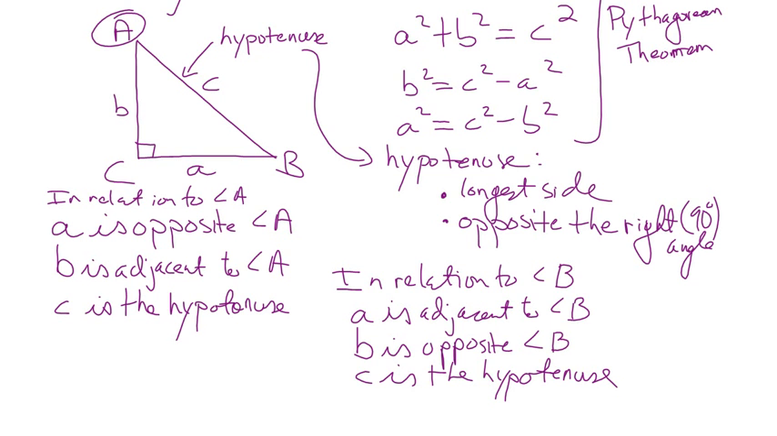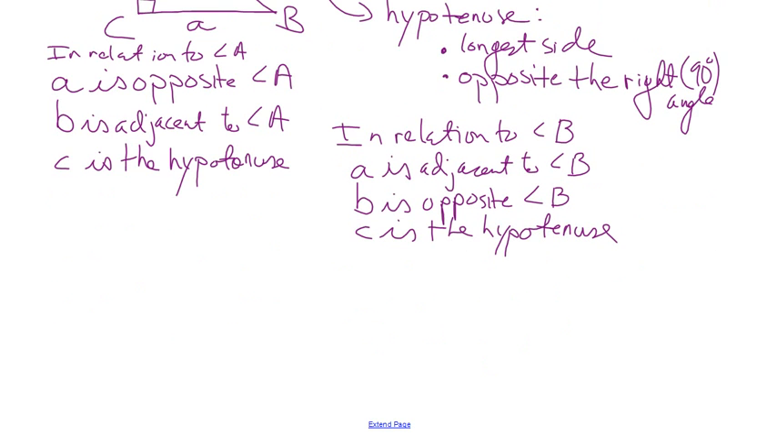We do so in relation to one of the angles, okay? So you can't just say little a is opposite, right? It's in relation to angle A, little a is opposite, little b is adjacent, little c is hypotenuse. Right? So that's right triangle terminology. Okay, let's move into the primary trig ratios.